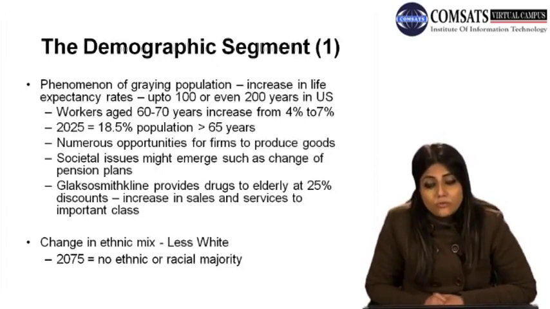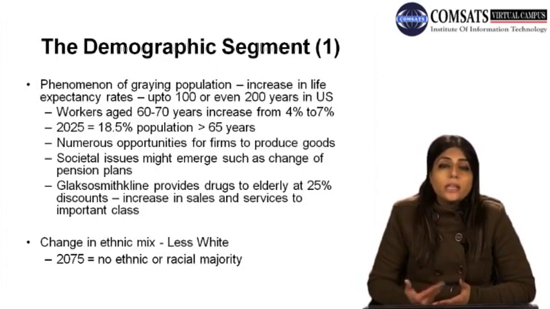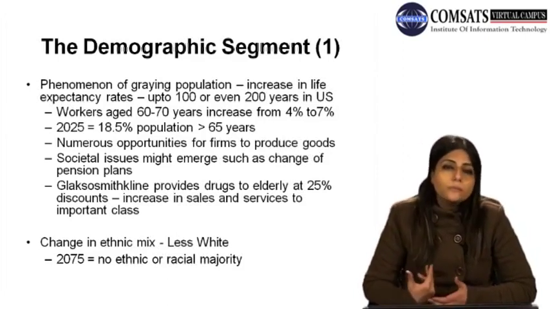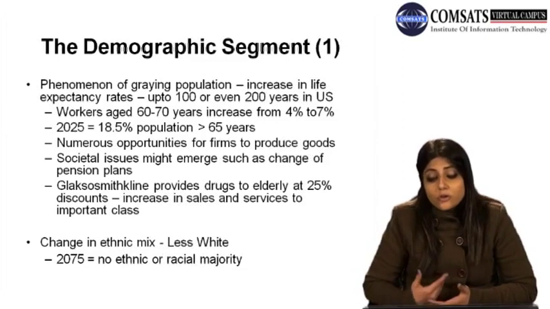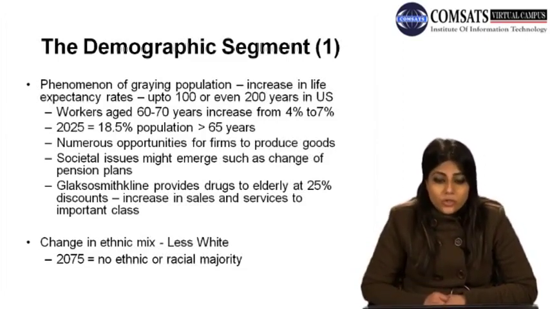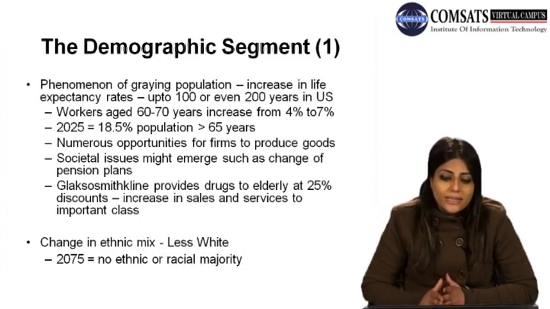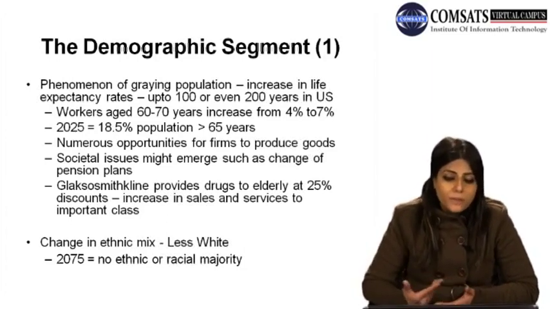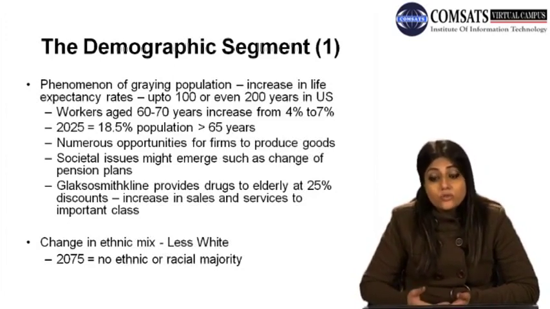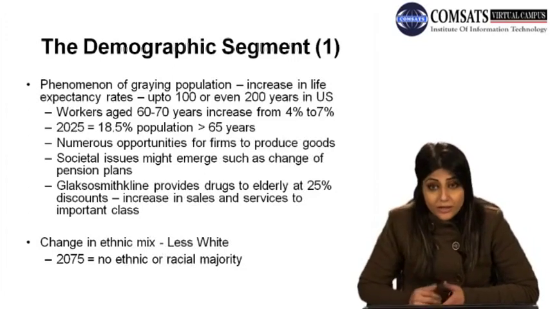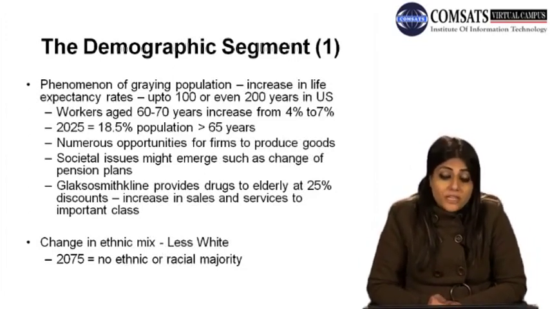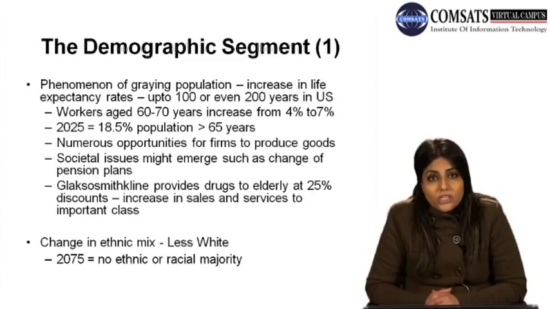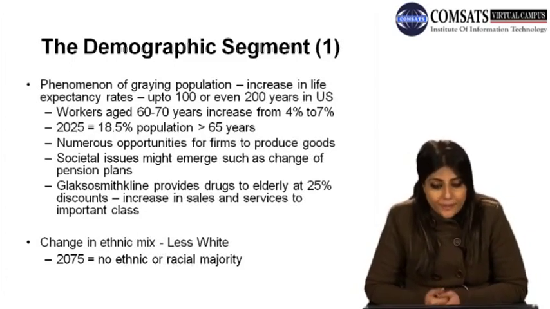So there is the phenomenon of a graying population, for example. There are more and more older people in the labor force now than there used to be in the past. That is also because life expectancy is increasing and people are expected to live around 100 years in the US in the years to come. So the implication for the workforce is that there are aged people in the work groups, people of up to 60 or 70 years of age. They have increased from 4% to 7% over the last decades. By 2015, it is expected that 18.5% of the population would be higher than 65 years of age. So you see that it's a very large proportion of people that would be older in the population.